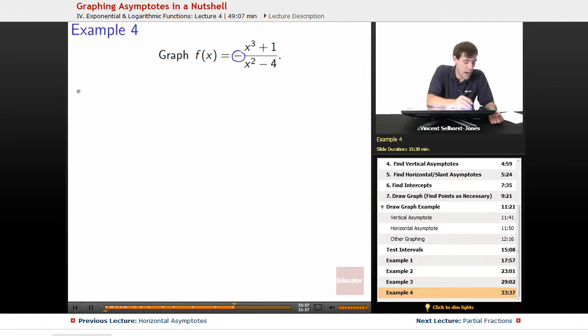So how can we factor the top? Well, x cubed plus 1. How can we break that down? Well, we notice that if we plug in negative 1, that's going to turn to 0. So we know that x plus 1 has to be a factor. x plus 1. Now there's going to be some amount of x squared, some amount of x, some amount of constant.